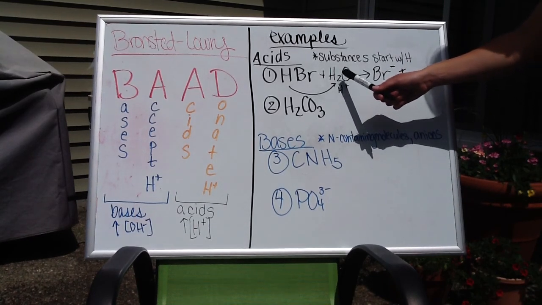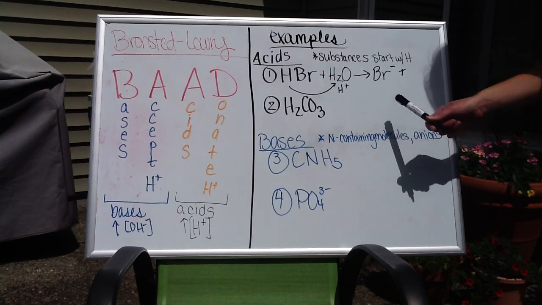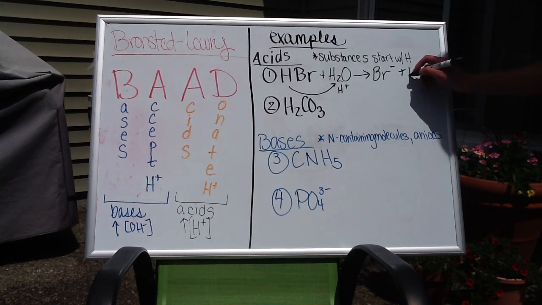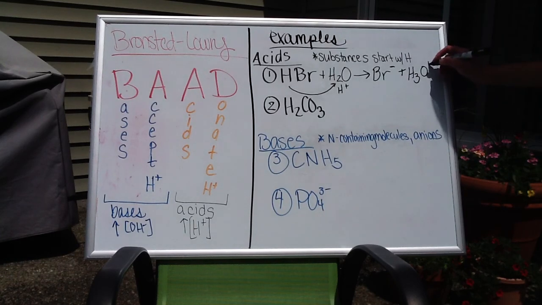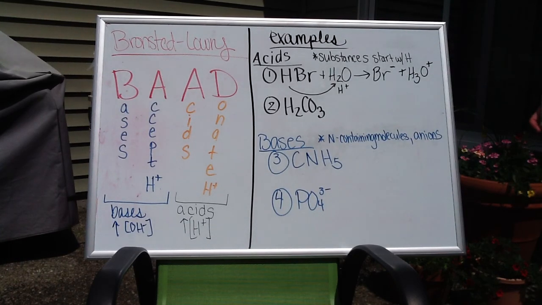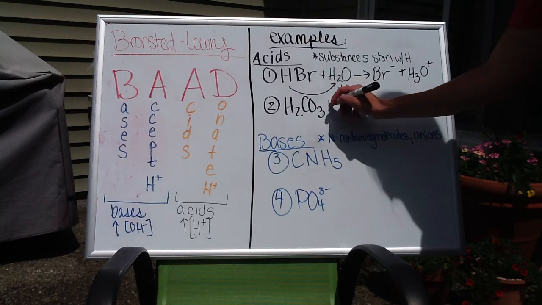H2O starts out with 2 H's and is neutral. After it gains an H+, now it's going to have 3 H's, so now it's H3O+ instead of H2O, and it's got a positive charge. Make sure you pay attention to charge when you're writing these out. Whenever you move a hydrogen ion, you're not only moving a hydrogen atom, but you're also moving a positive charge along with it. So second example, H2CO3, that's carbonic acid.